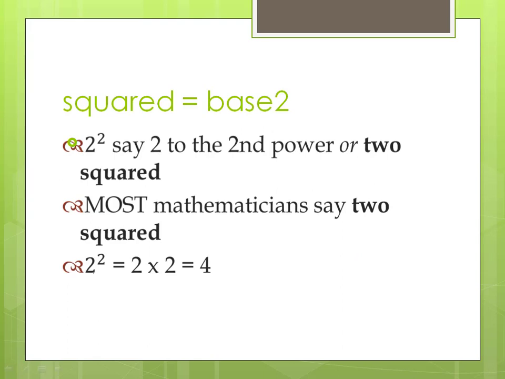Okay, let's talk about squared. Base to the power 2. What is the meaning of that? 2 to the power 2 is called 2 squared. So we say 5 to the power 2, we say it 5 squared. Most mathematicians say 2 squared, 5 squared, 7 squared. So mathematicians say it in two ways, 7 to the power 2 or 7 squared.